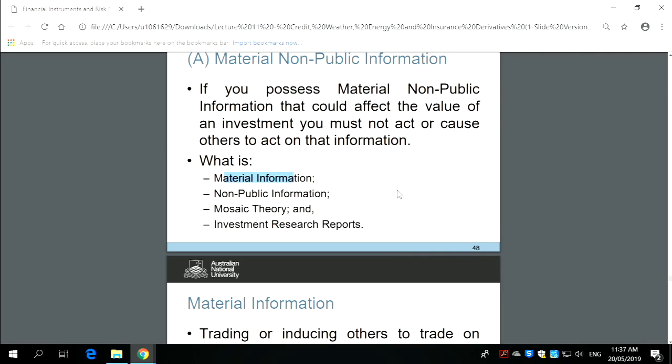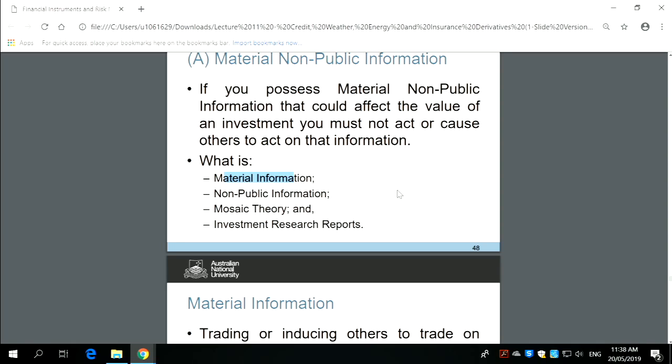Okay, so material information is the insider information, if you like. It's the information that can affect the stock price. For example, if one company is thinking about taking over another company, probably only a few top executives in that company know about this deal, and probably the investment bank that is advising on this deal knows about this information.